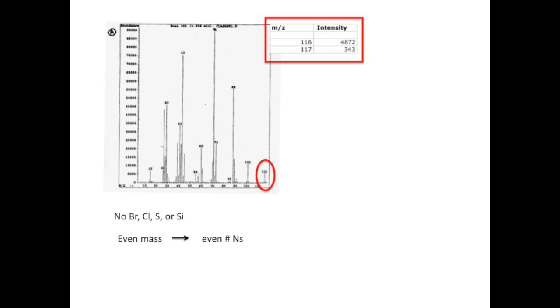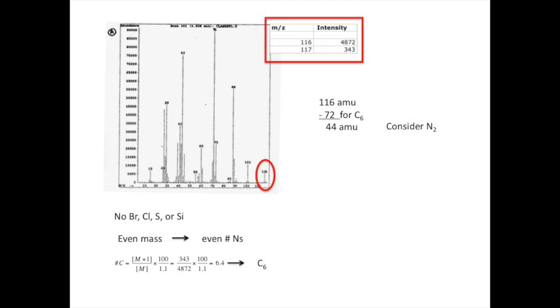Let's calculate the carbon number. It's a little ambiguous, but the most likely number is 6. So what mass do we have yet to account for? 44 atomic mass units is much too much for this to be just hydrogen atoms.